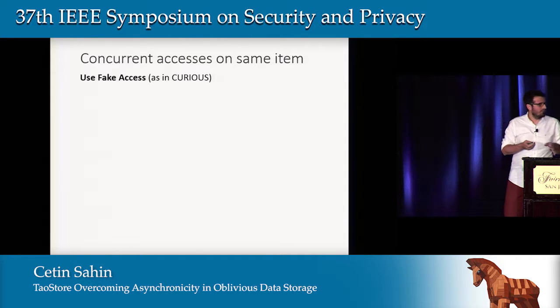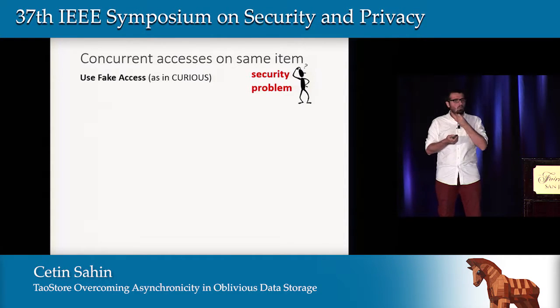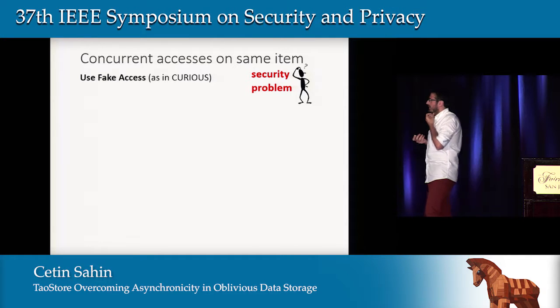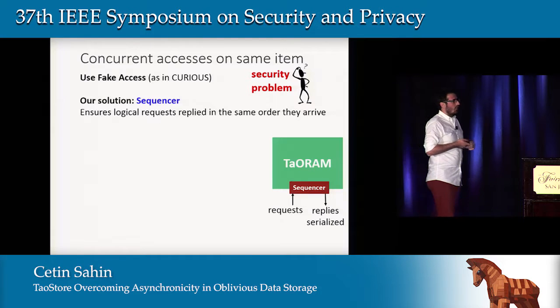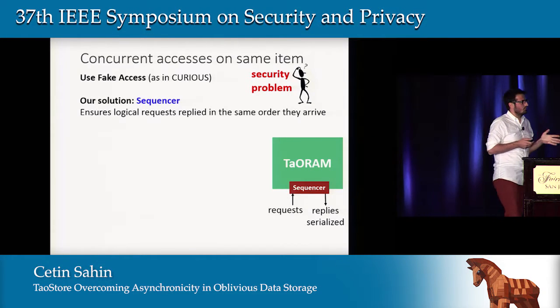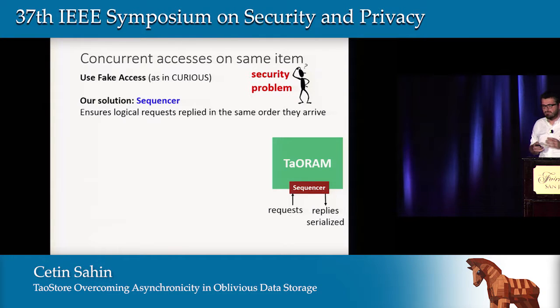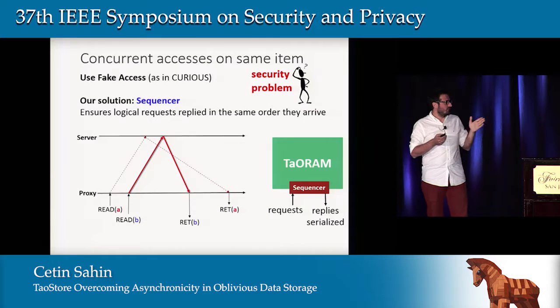So we will use the fake access approach, as in Curious. And now I can see that you are asking, wasn't there a security problem with that approach? That is why we introduced the sequencer, whose whole function is ensuring logical requests are replied to in the same order as they arrive. Consider the attack scenario that we have.